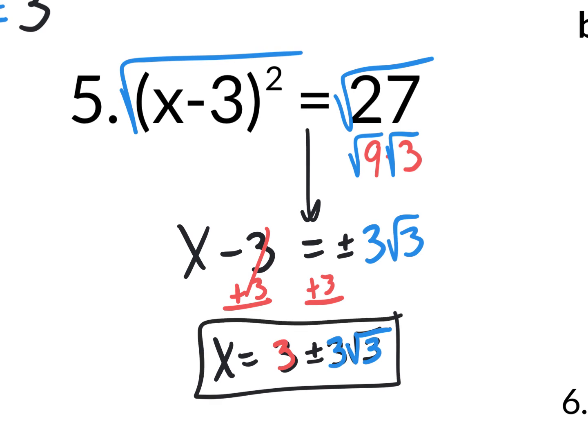Now again, if I were to have written this twice, distributed, combined like terms, subtracted 27, made it look like a standard form quadratic trinomial equation, ax squared plus bx plus c equaling 0, using the quadratic formula, I will end up with this answer. Let's try one more.